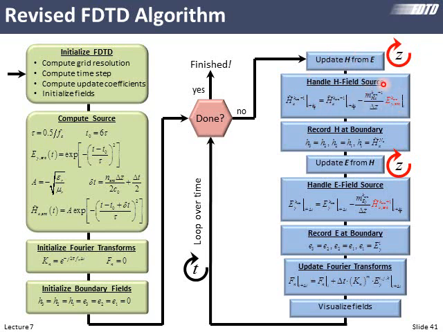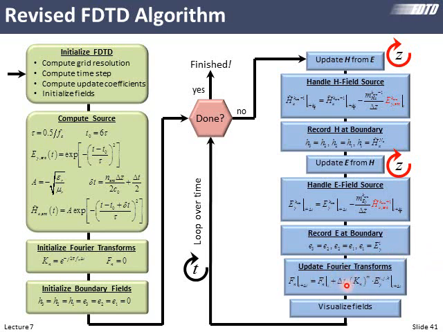Now we incorporate the correction term for our total field scatter field source. Then we record the h fields at the boundaries. Now that's essentially updating all of h. Then we update e from h. We incorporate the correction for the total field scatter field. We record the electric fields at the boundaries. At this point, we've updated the fields. That's done. So now we could update our Fourier transforms.